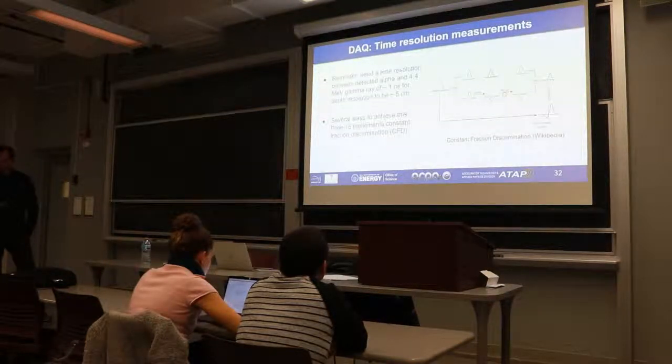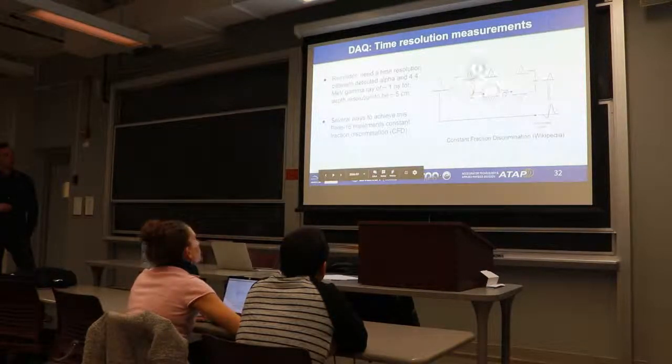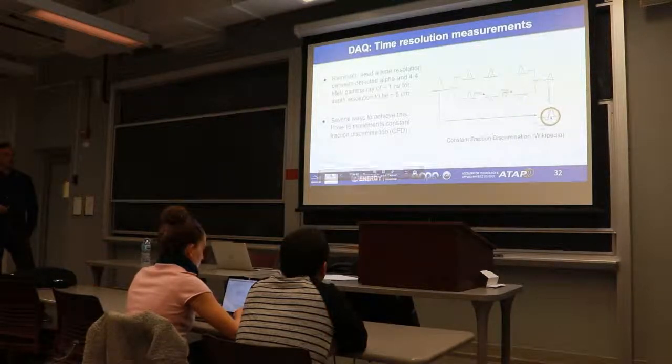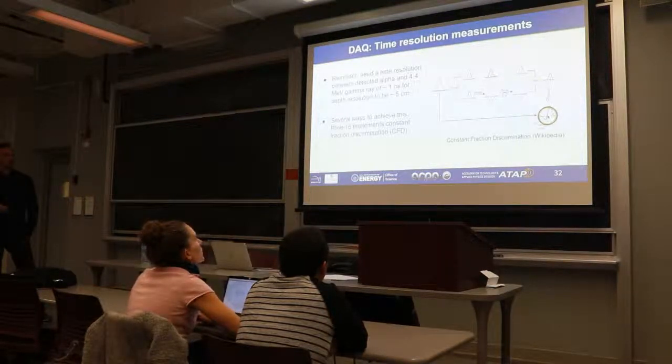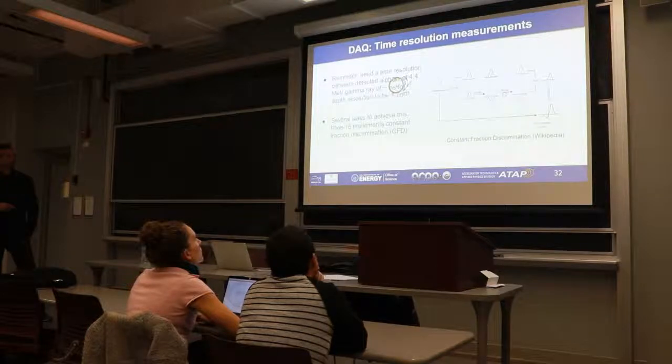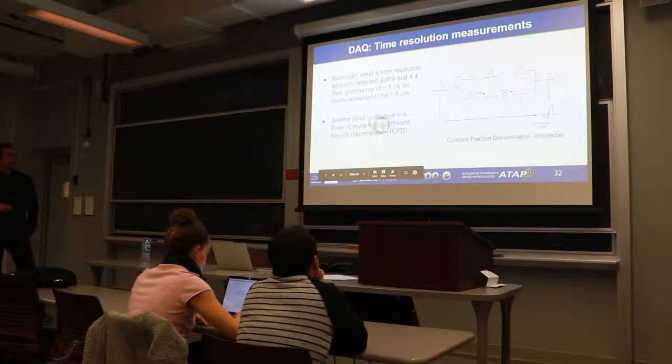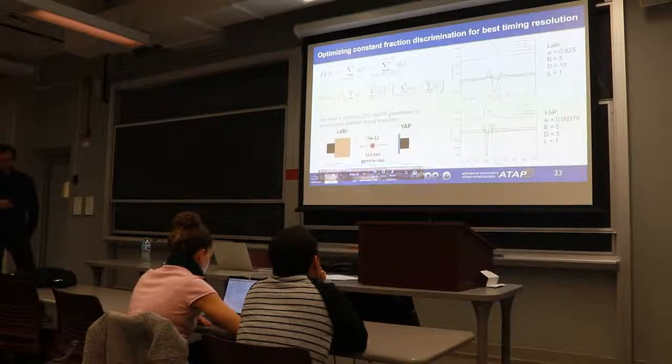For the timing, we do something similar to what people used to do with constant fraction. Normally people took a signal, inverted it, delayed it a bit, and then added them together, and then you get a zero crossing, and that zero crossing was your constant fraction time. We want to have nanosecond time resolution, and what's implemented at the moment is something similar to constant fraction, just a digital form of it.